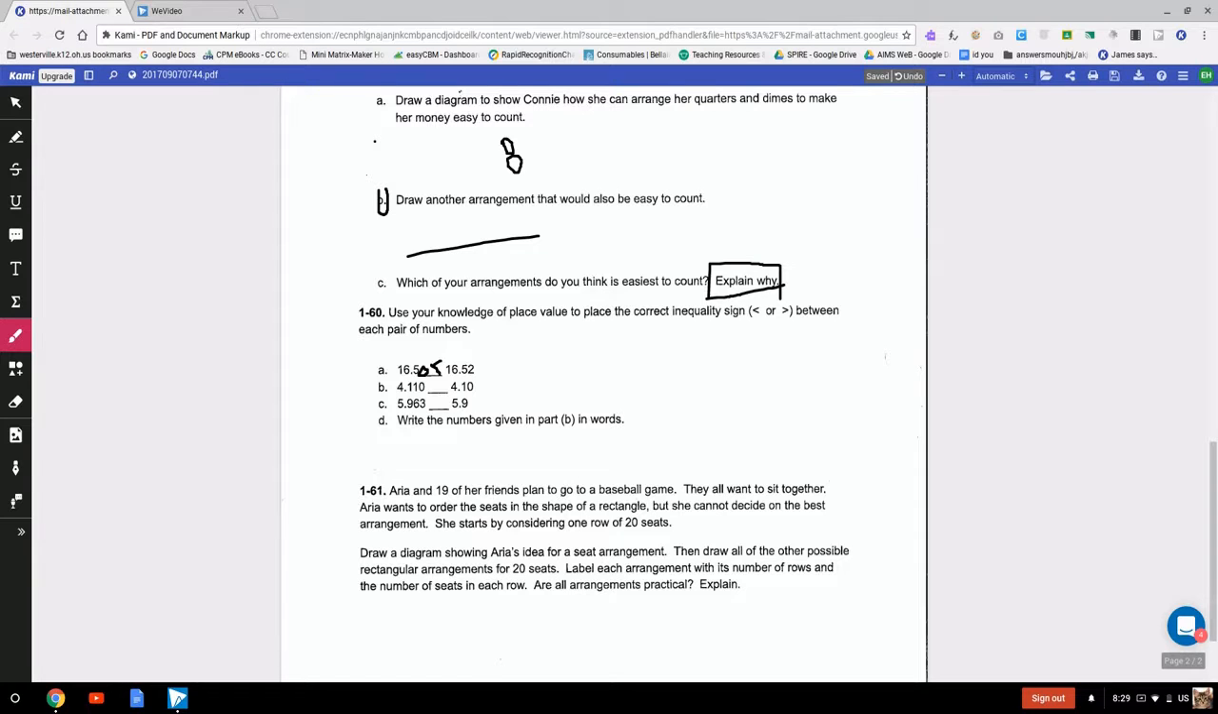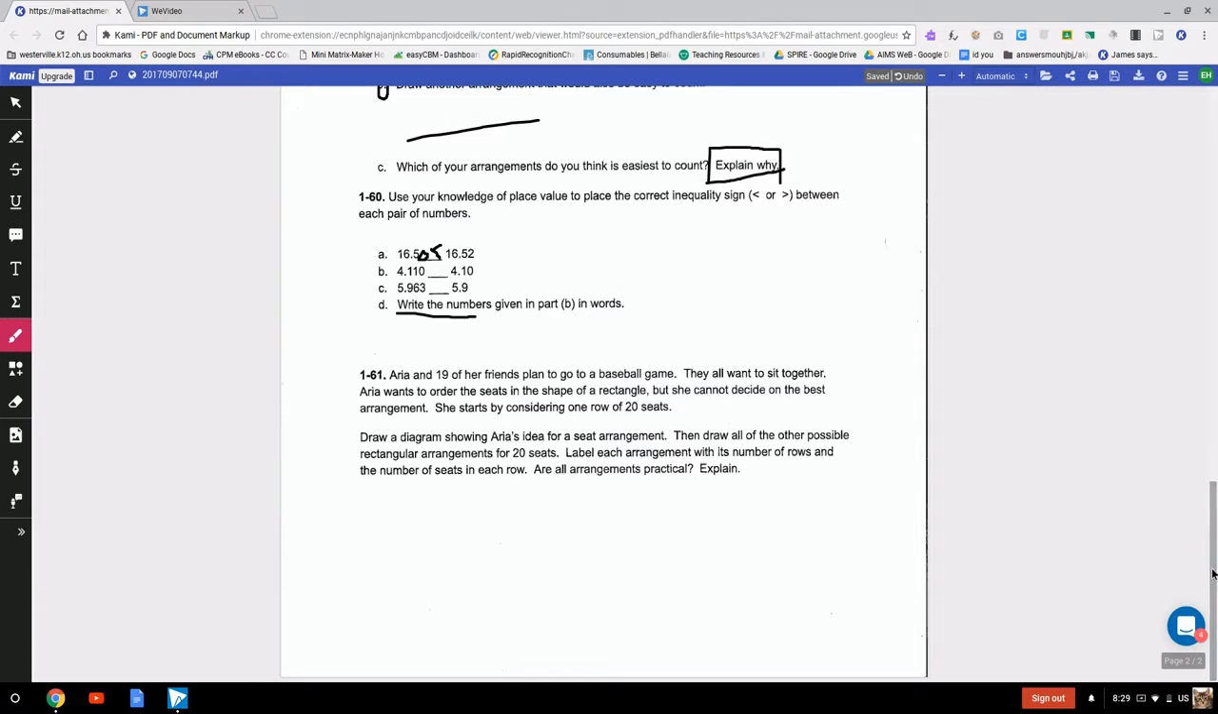And then right here, don't forget D, it says write B in words. So you're going to write 4 in 110 thousandths, and then say which one is greater than or less than to finish that.